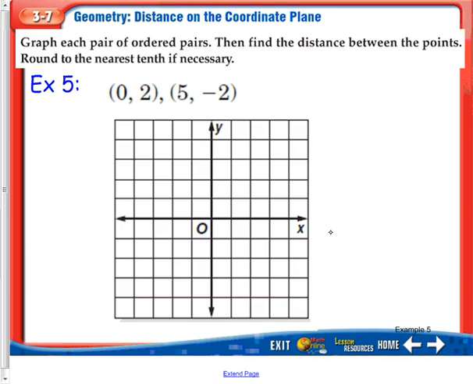Now with example 5, we're going to start actually finding the distance between the 2 points. First we were just reviewing how to graph points on a coordinate plane. So here we're going to have 0, 2, so we're at the origin, 0, and then we're going to go up 2. Okay, so that's one of our points. So we're going to go right 5, so 1, 2, 3, 4, 5, and down 1, 2. Okay, and then we want to draw as straight a line as possible here between our 2 points.